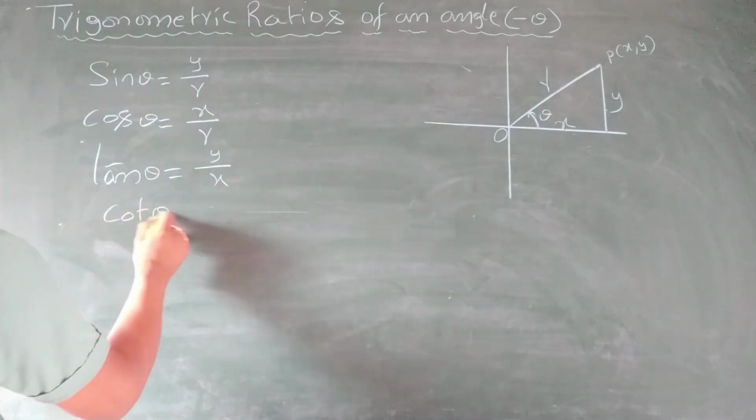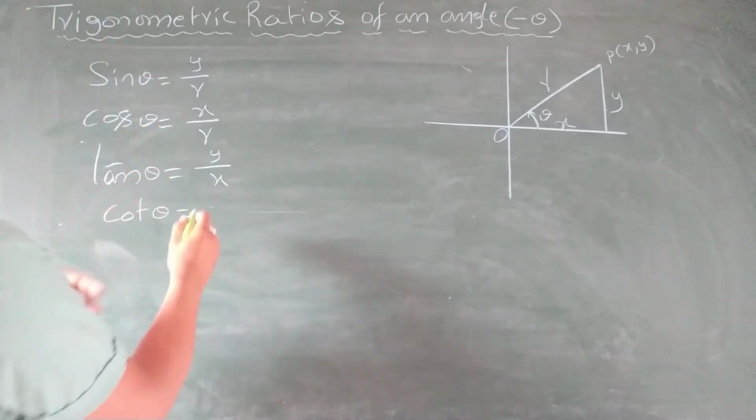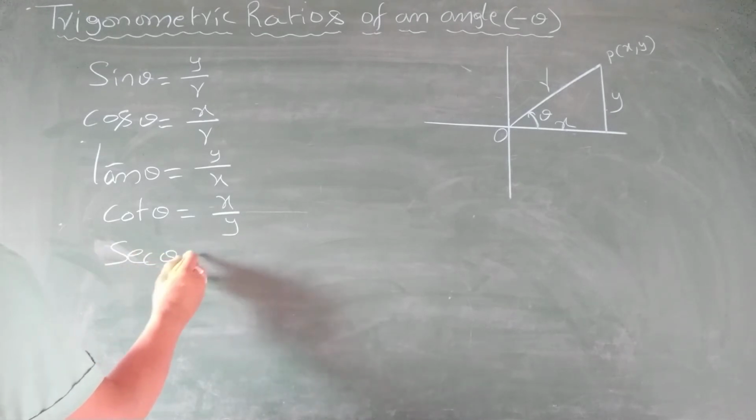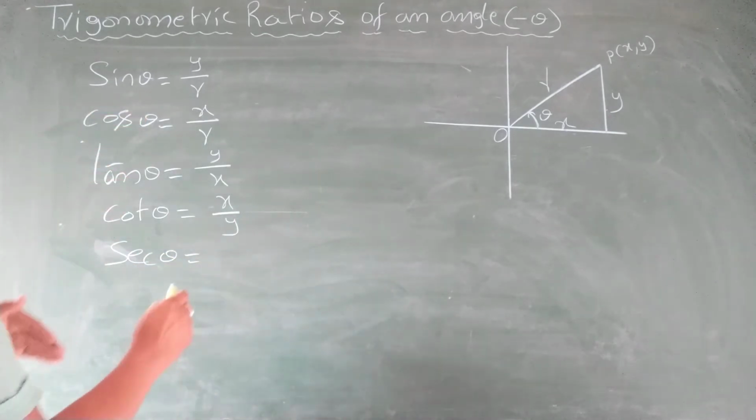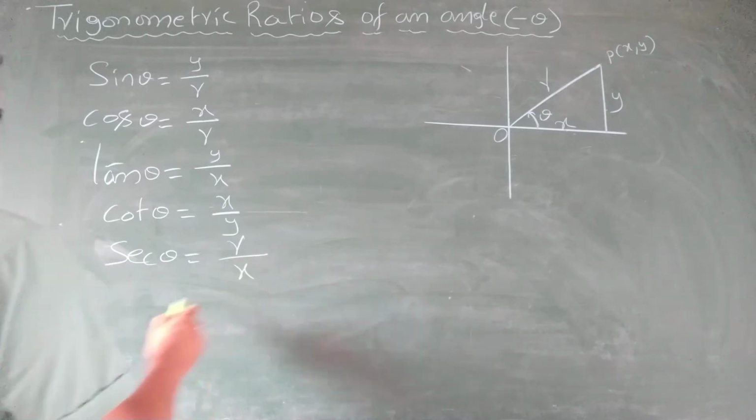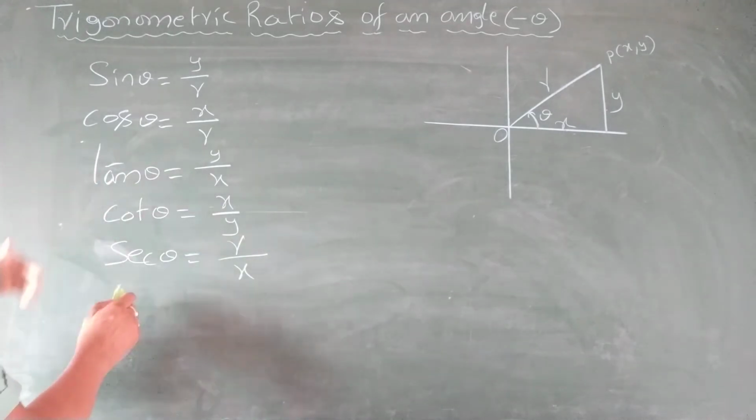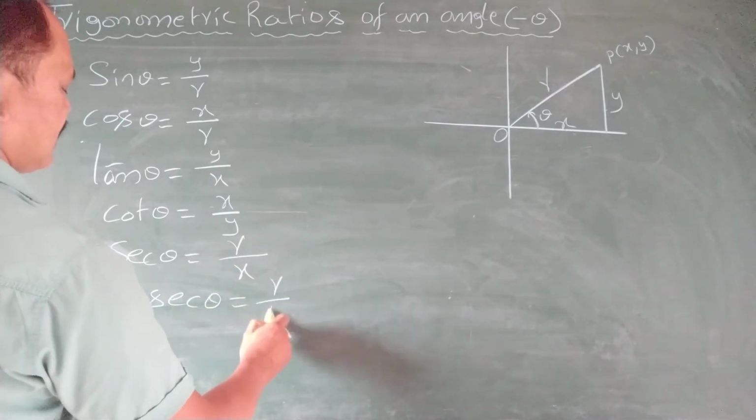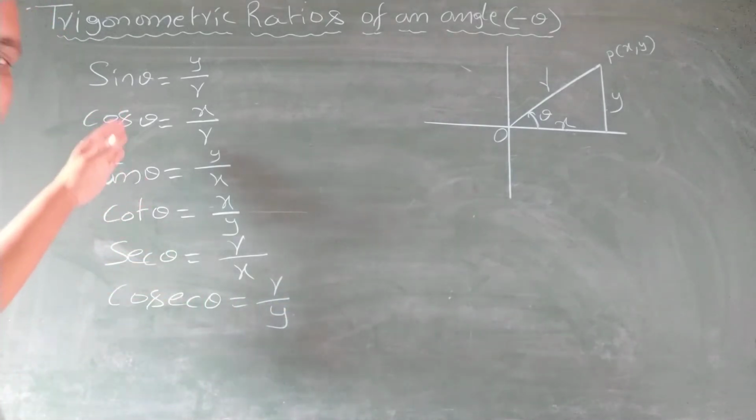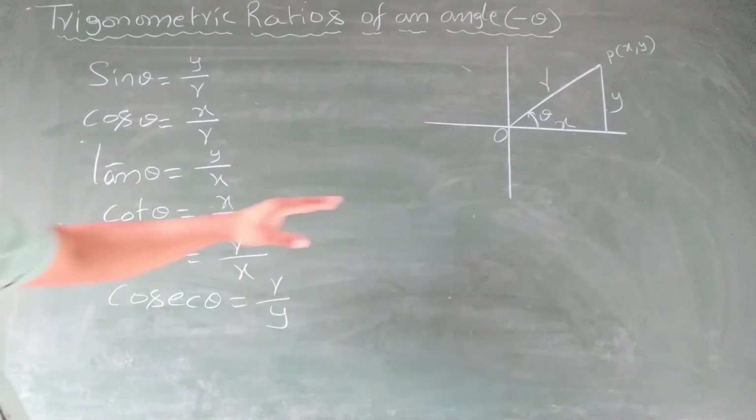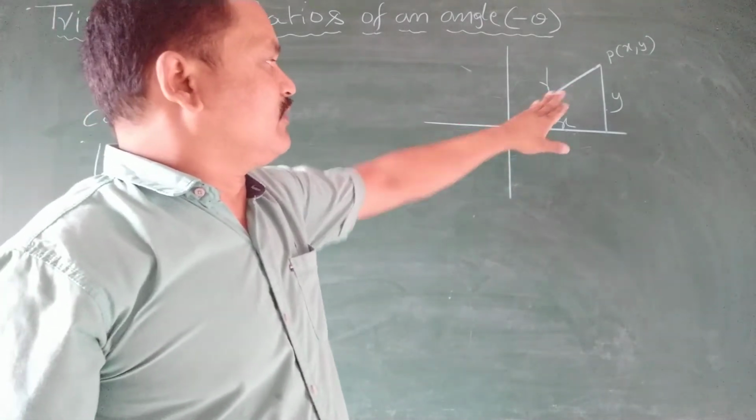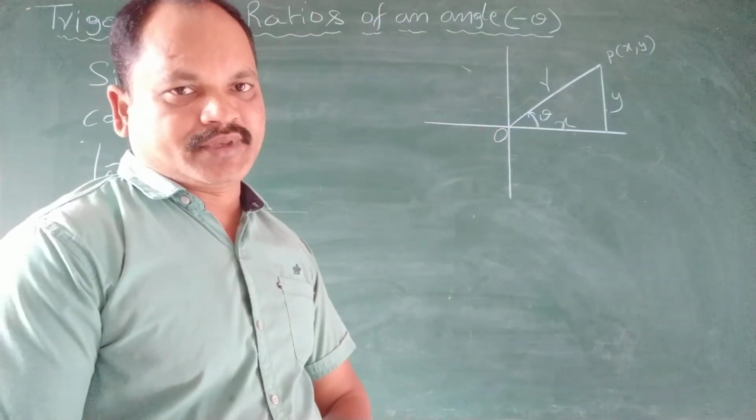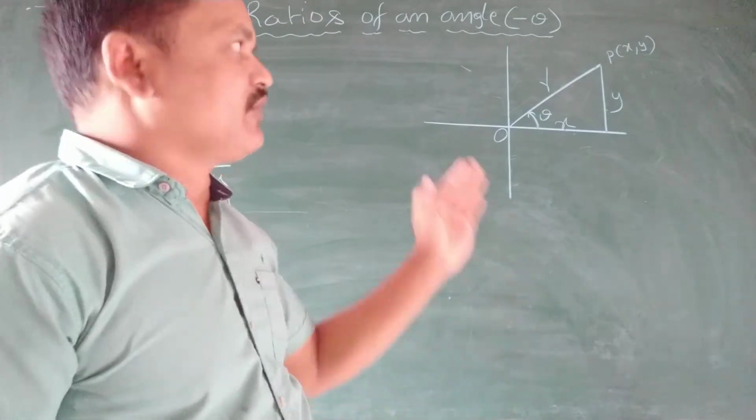Now cot theta is equal to the reciprocal of this one, that is x by y. Secant theta is equal to the reciprocal of cos, that is r by x. Cosecant theta is equal to the reciprocal of sine, that is r by y. So these are the standard trigonometric ratios when the revolving line OP is moving in the anti-clockwise direction in the first quadrant.